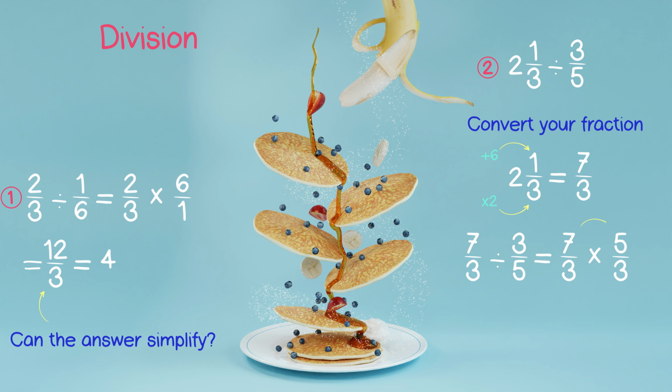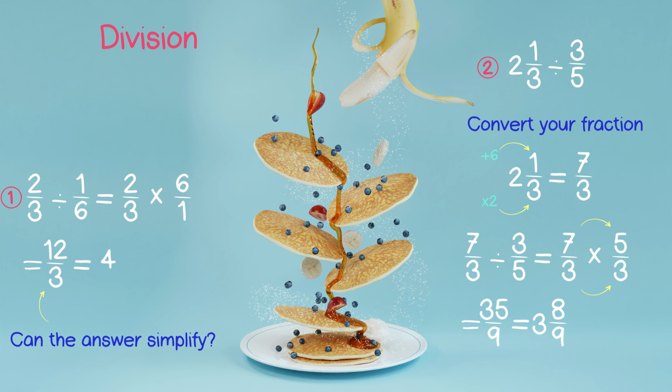7 times 5, 35. 3 times 3 is 9. So 35 over 9, and we check to see if this improper fraction could be simplified, and it can. 9 goes into 35 3 times, so 9, 18, 27, and there's 8 remaining. So 8 now becomes our numerator, and 9 remains our denominator.